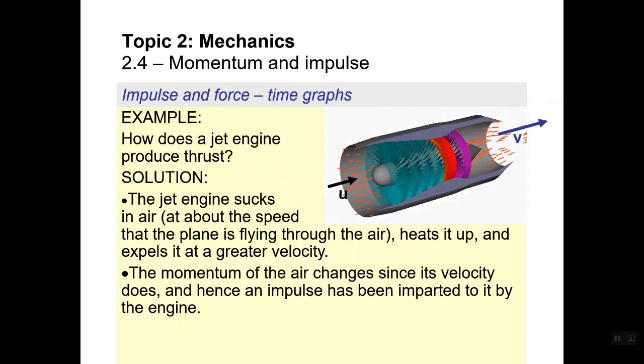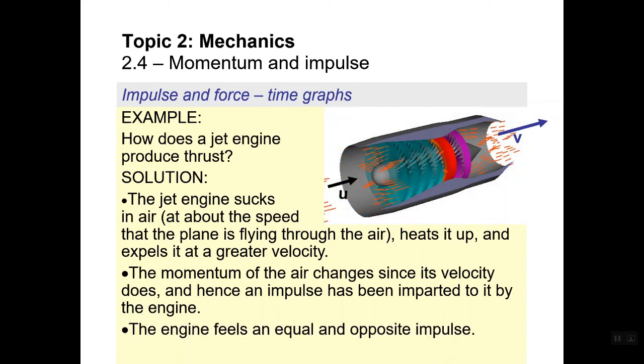The momentum of the air changes since its velocity does, and hence an impulse has been imparted to it by the engine. As we know, impulse is change in momentum. So with a change in velocity, mass times change in velocity gives the change in momentum. And based on Newton's third law, the engine feels an equal and opposite impulse.